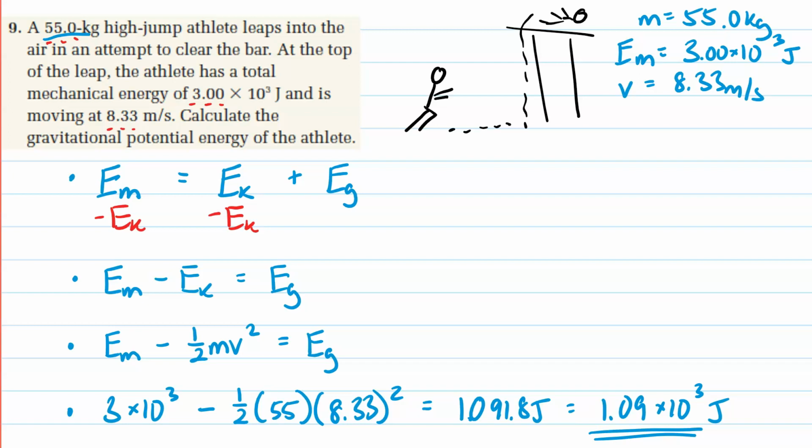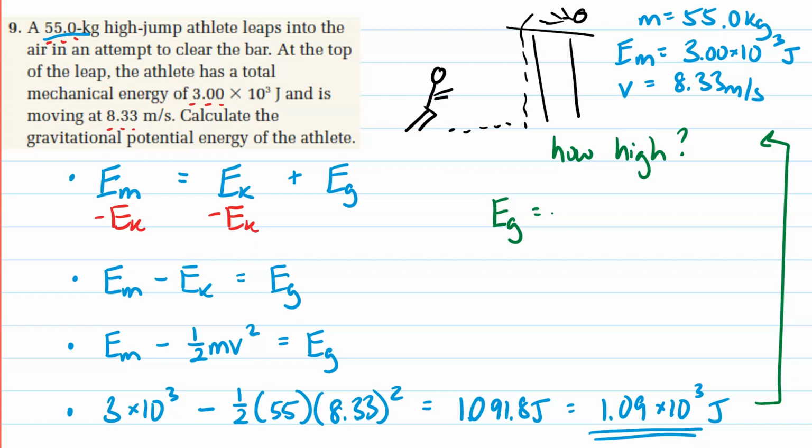Now what's interesting here is, now that you have the gravitational potential energy at that high point of the jump, you can actually figure how high the athlete jumped, right? So if I take this EG number and ask, how high did the athlete jump? Well, I know that EG equals mgh, and we just figured out that EG equals 1.09 times 10 to the 3 joules.